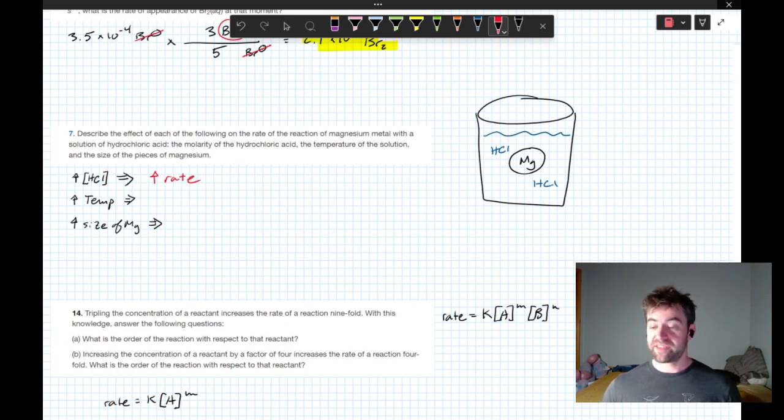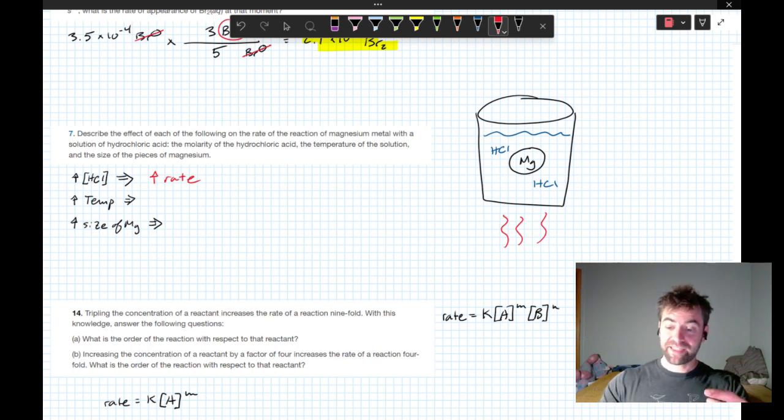If we increase the temperature, thinking about the definition of temperature, right? Temperature is simply a measure of the average kinetic energy of a system. And so if we increase the temperature, we add energy to that system, maybe with a heat source, we excite all of those hydrogen and chlorides and they move around a lot faster, which is also going to speed up how many times they collide with the magnesium metal per unit time. So this is also going to increase the rate.